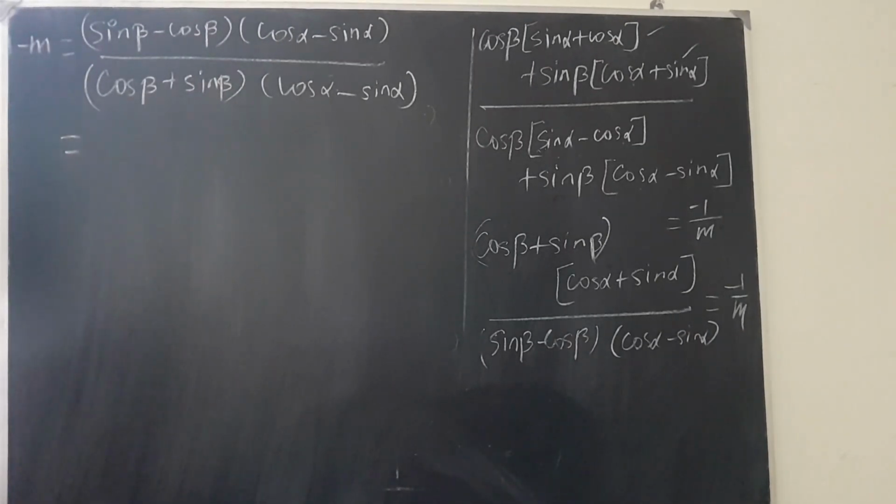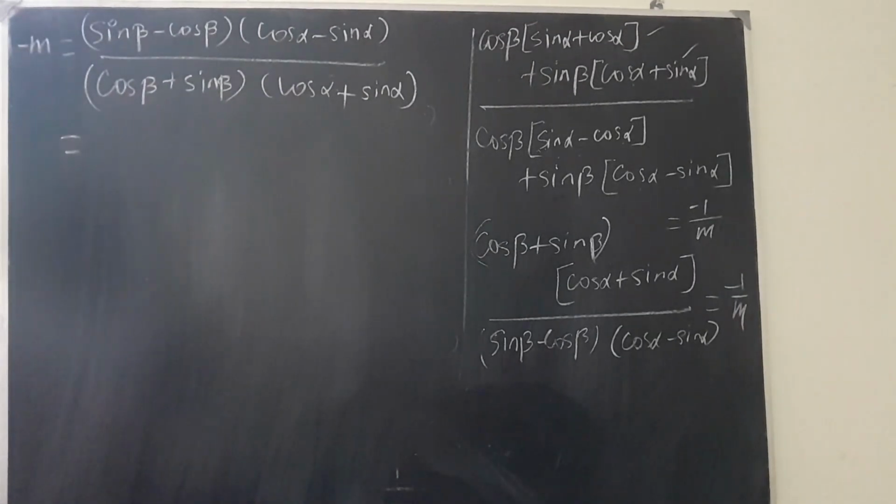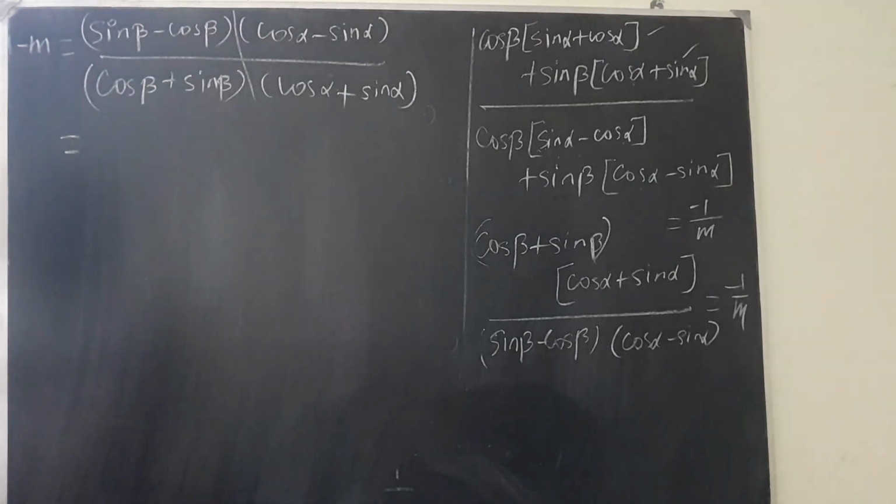Now, my bad. In the denominator, all the things are positive. Okay. Now compare. I separated alpha and beta separately.